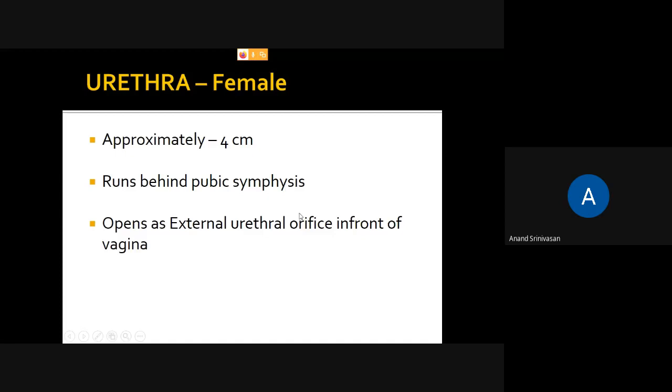There is no prostate gland in females. It passes just below the urinary bladder. It passes behind the pubic symphysis, and it opens into the external urethral orifice or meatus in front of the vagina.